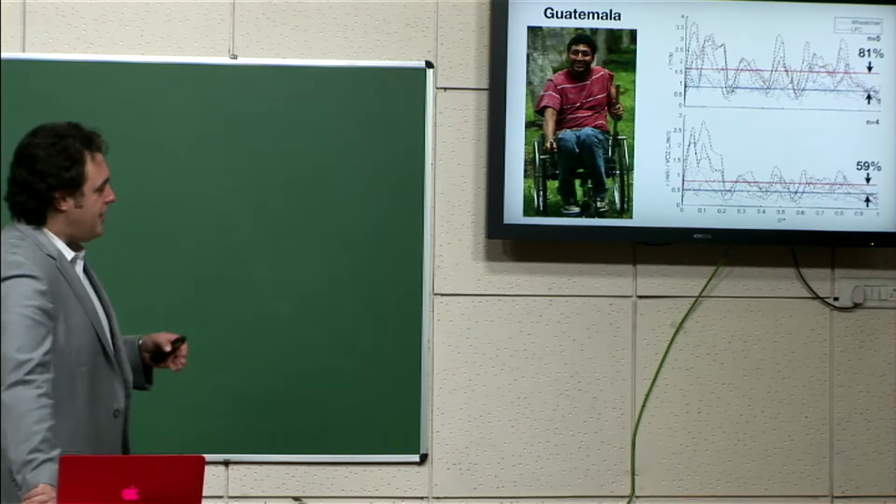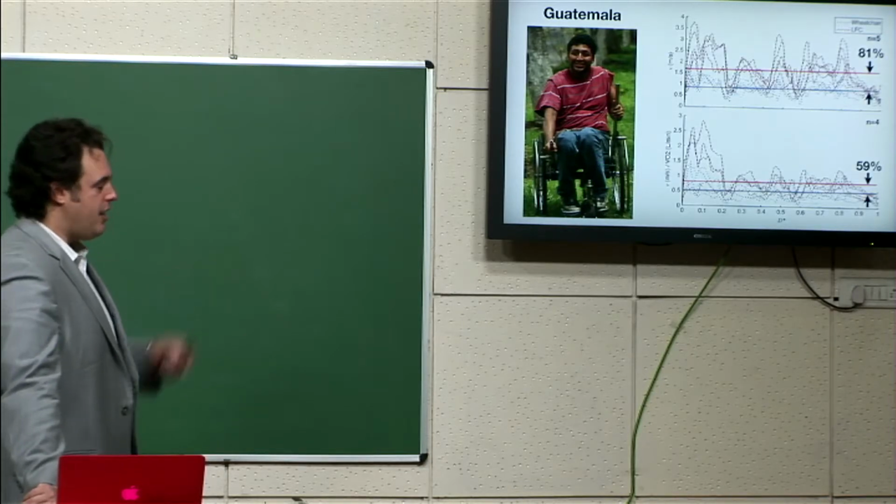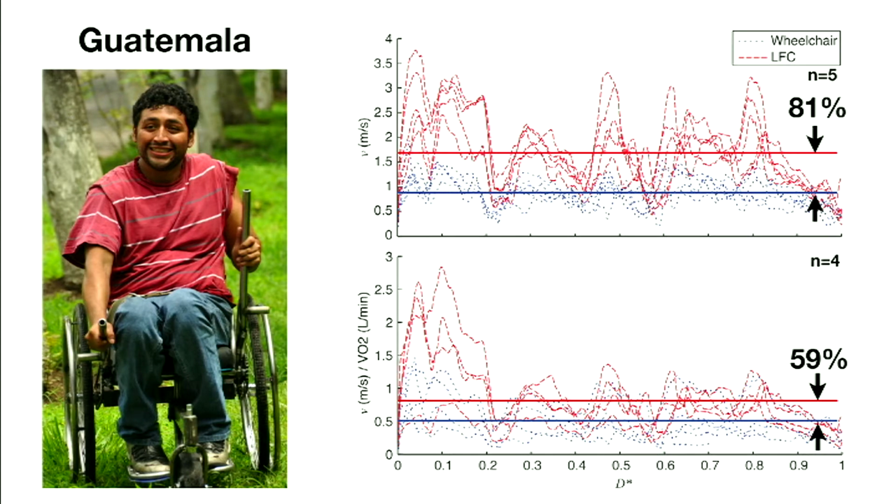So we tested this in context in those videos that I showed you in Guatemala. And what I'm showing here is the velocity of the LFC versus the regular wheelchairs in that village setting. And so the chair was about 80% faster in that context.